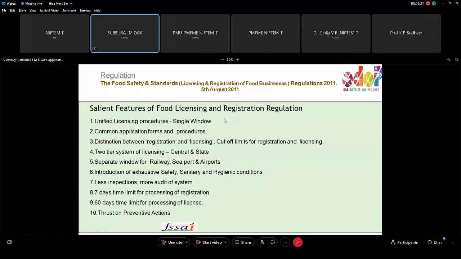All the rice units come under the state license only. Okay, there is a separate system for railway, seaport and airport. And with FSSAI, we are mainly looking at the safety, sanitary and hygiene conditions only. So these are the important things with FSSAI.